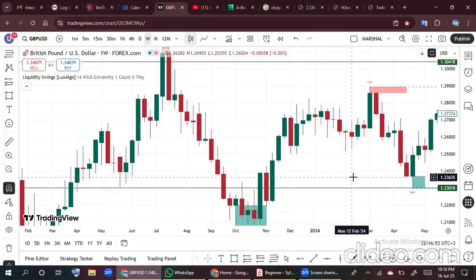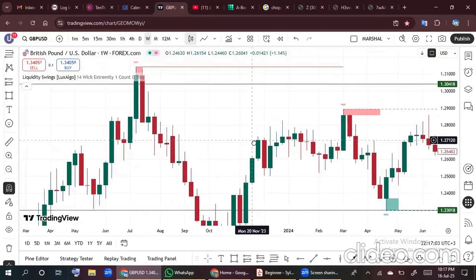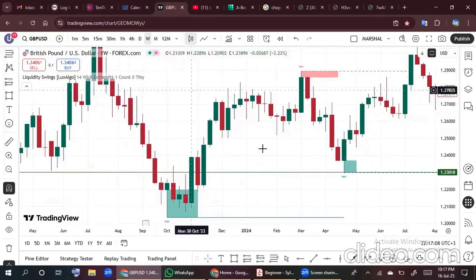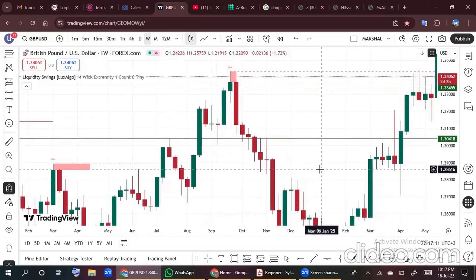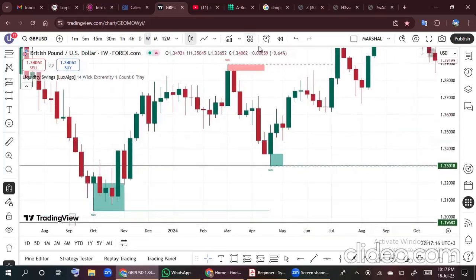Okay, so that's piercing. Then there is tweezer bottom. Tweezer bottom is more of a red candle followed by a green one, almost equal heights, something like this, but it's more of they are equal heights. It's called tweezer bottom. There's tweezer bottom, there's tweezer top, I think so.